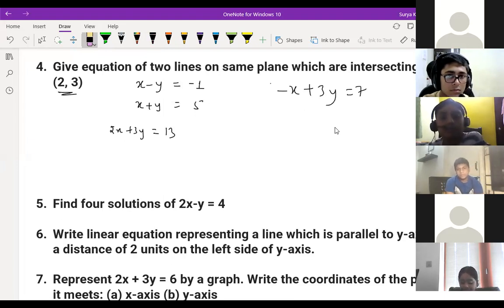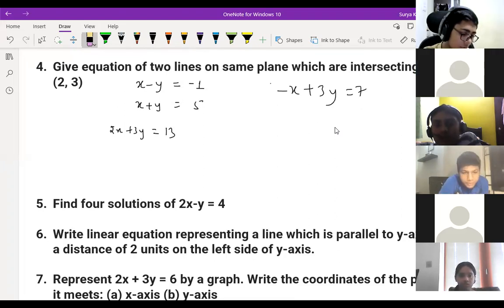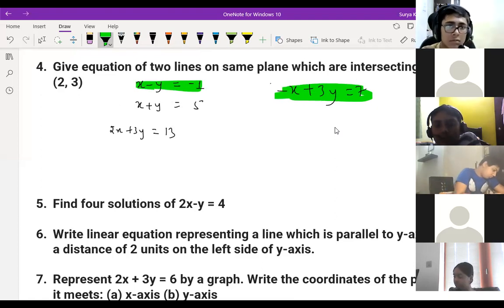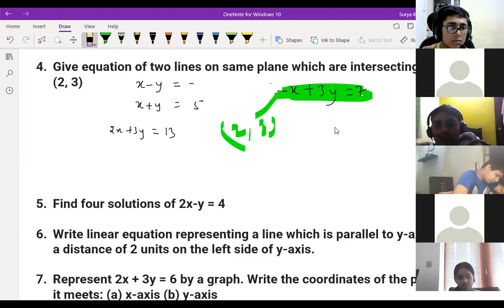Sir, can we substitute any number in the place of x and y? No. You can substitute only x and y, this only, to find the solution. You can't substitute anything else, because if you solve any 2 equations and find the solution, or if you make the graph of these 2, your answer will be (2, 3) only. Understood? It should always be like this only. Yes, sir.